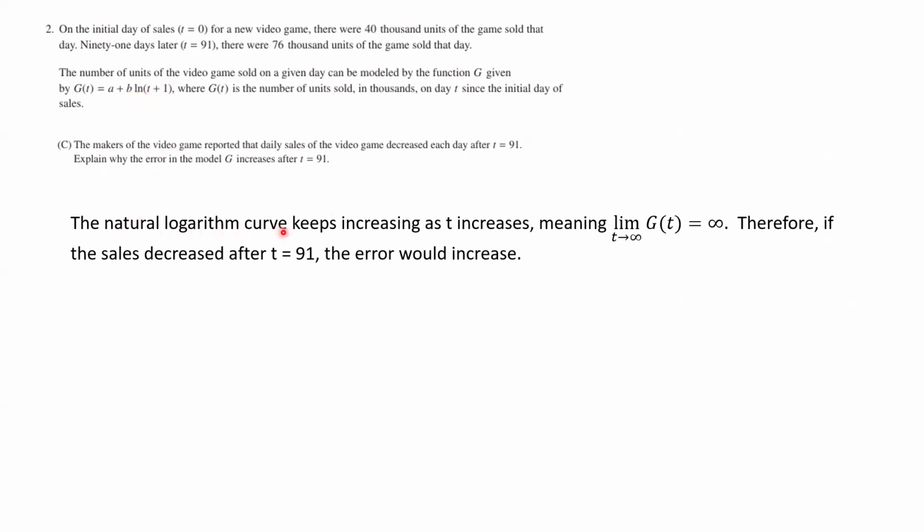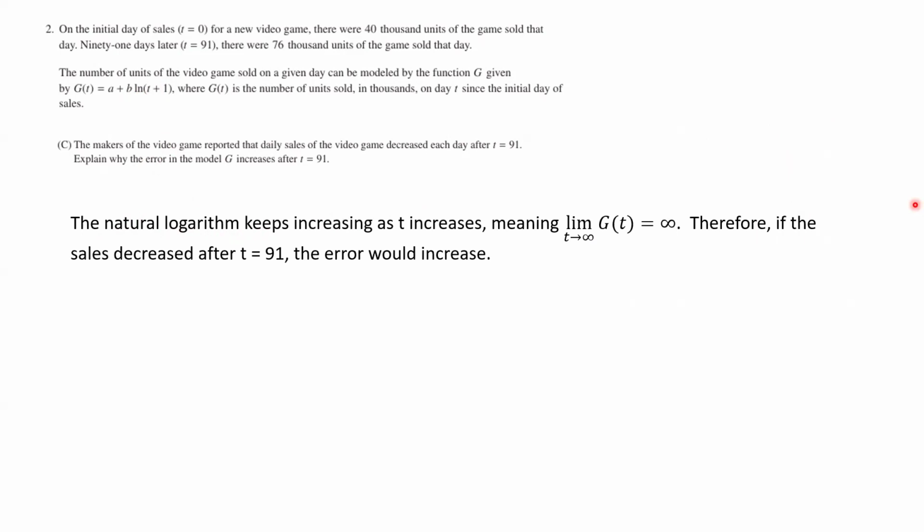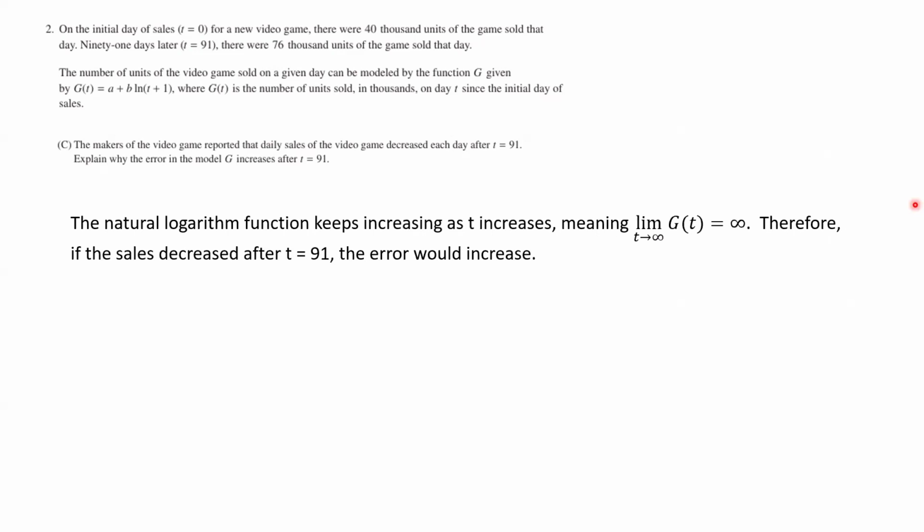The natural logarithm function keeps increasing as t increases. I don't know if this part is required, meaning the limit as t approaches infinity of G of t is equal to infinity, but I feel like the College Board likes limits, so I wrote that down. Therefore, if the sales decreased after t equals 91, the error would increase precisely because the function will keep increasing, but your actual points are decreasing. So the gap would be getting bigger.